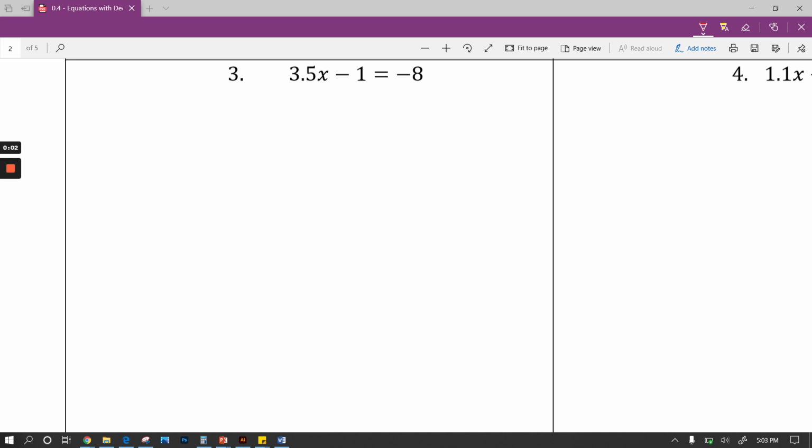All right, you're here now because you'd like help with the problem of 3.5x minus 1 equals -8. So let's go ahead and get started working on this one together.